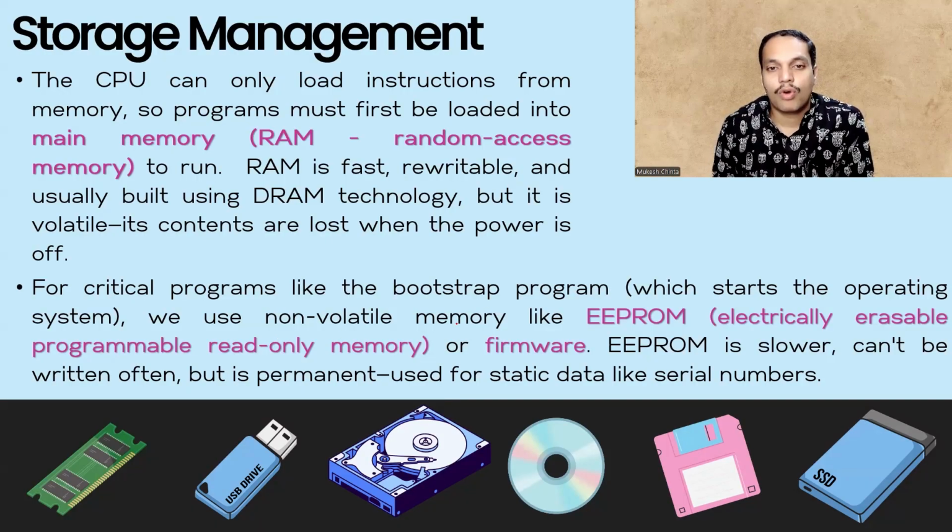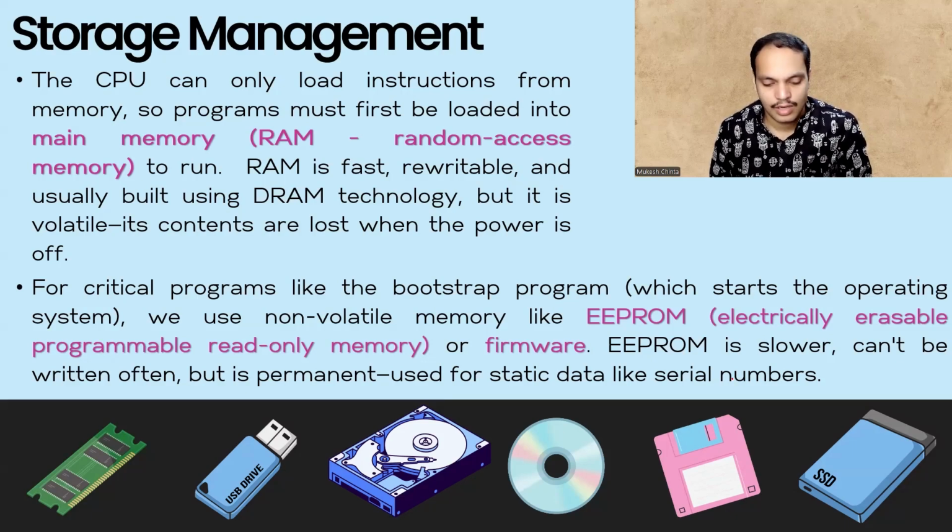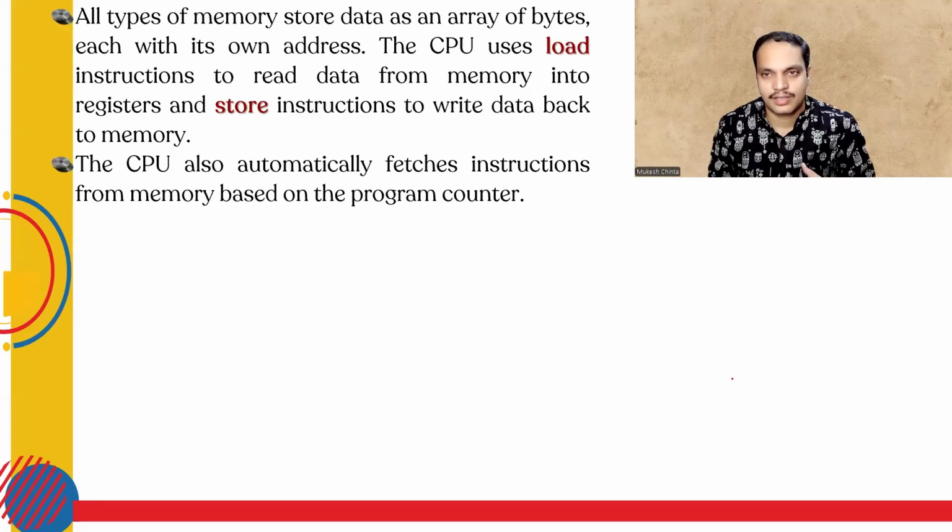We use non-volatile memory for these particular programs to be stored. We use something called EEPROM, electrically erasable programmable read-only memory, or in some cases we call it firmware. So EEPROM is slower, can't be written often, but it is permanent and is used for static data like the serial numbers. There are many types of memory that are used in computers, and we will discuss it slowly.